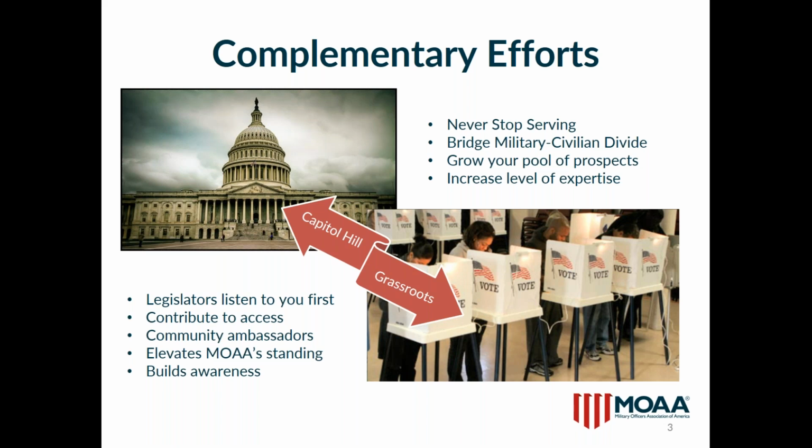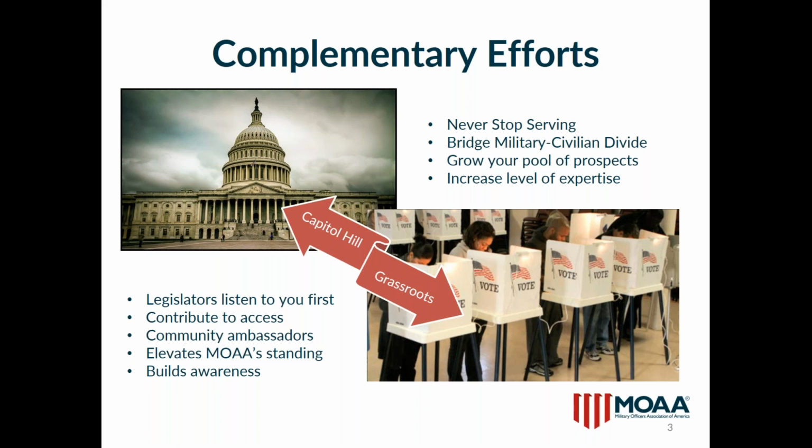Obviously, it also increases a level of expertise within your chapter on how your state treats military members and veterans and families in your state, and helps us as well. Legislators are going to listen to you first. The federal legislators who are representing your state, you are a voter. So what you say is very important to them, and it contributes to our access at the national level too.